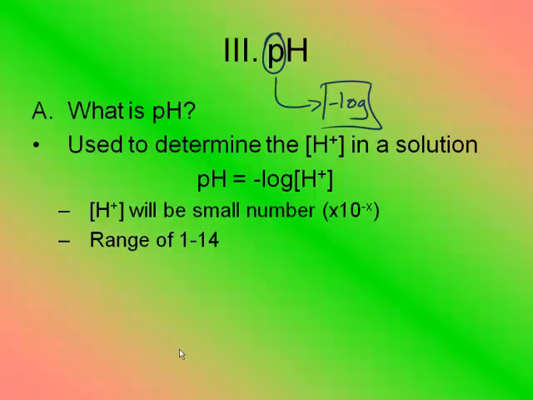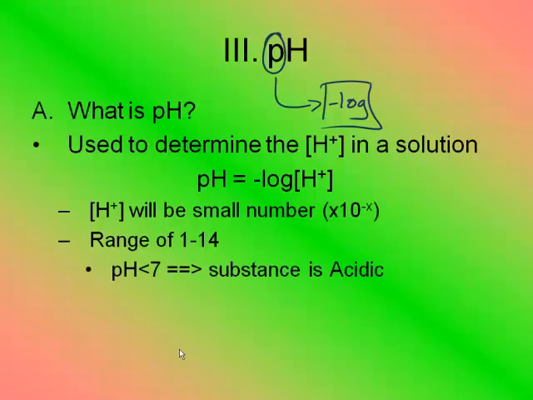Typically, pH will be in the range of 1 to 14. That's what the range was when you were back in middle school or elementary school when you first talked about pH. However, it can be a number that's greater than 14 and a number that's less than 1, because if you have a very concentrated solution, something like a 6 molar solution, the negative log of 6 molar is actually a number. So you can get a value that's less than 1.